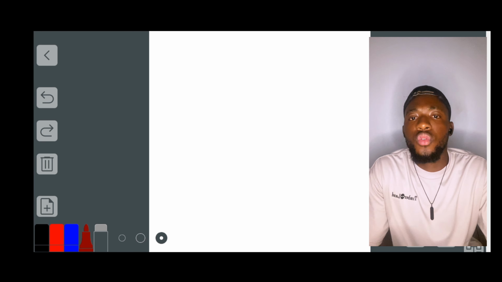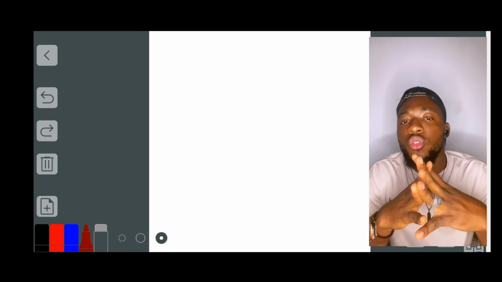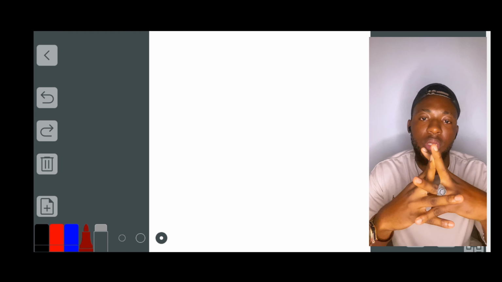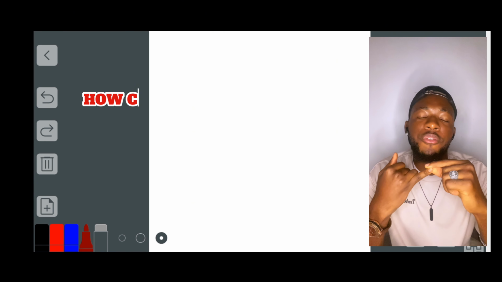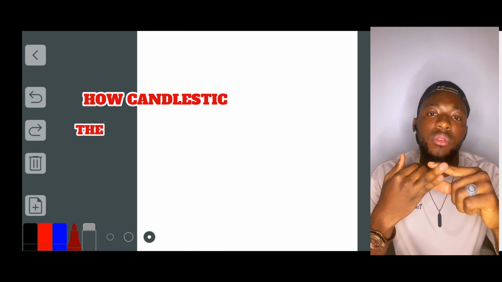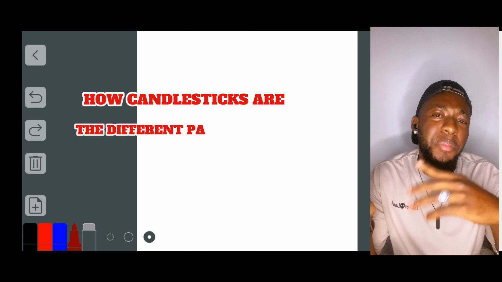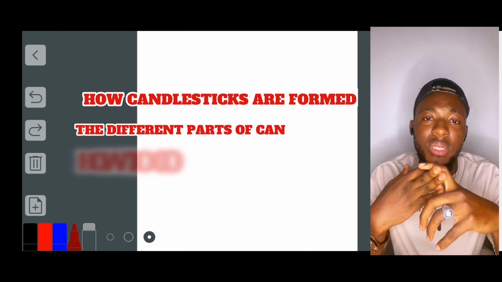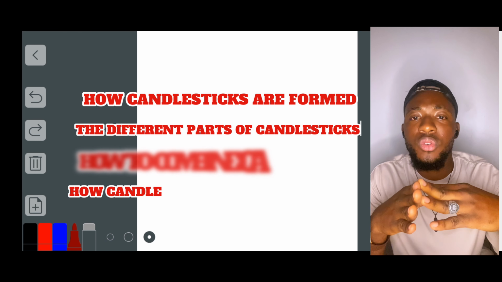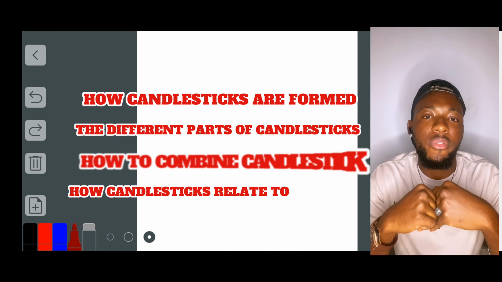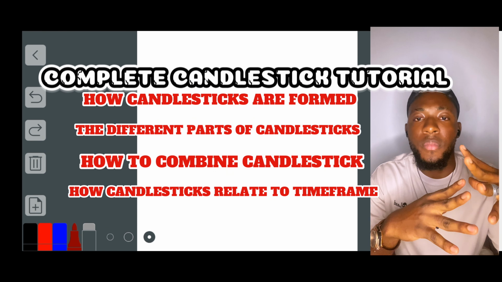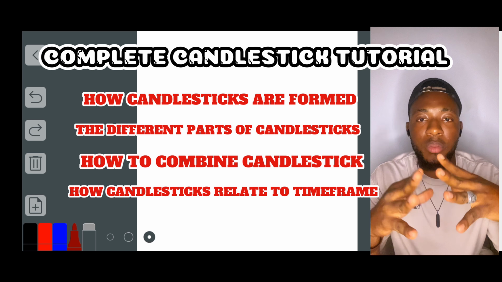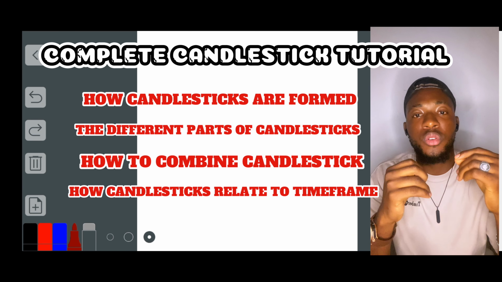Beginners, today we're going to be talking about candlesticks. This is going to be a beginner tutorial into candlesticks. We're going to look first at how candlesticks are formed, the different parts of candlesticks, maybe how to combine candlesticks, then how candlesticks relate to time frames. We're going to talk about all of that today. It's going to be a full tutorial, basically the introductory part of candlesticks for beginners.